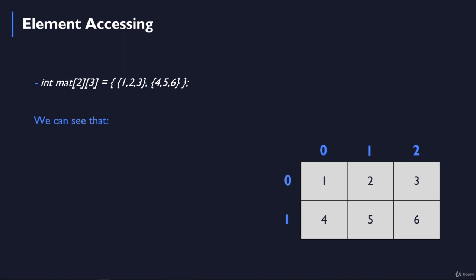We can also see the indexes for the rows and for the columns. Let's start with row 0 and column 0. Let's use this little laser. So column 0 and row 0 gives you the value of 1. So mat at row 0 and column 0, its value is 1. That's how we access this element in this array.